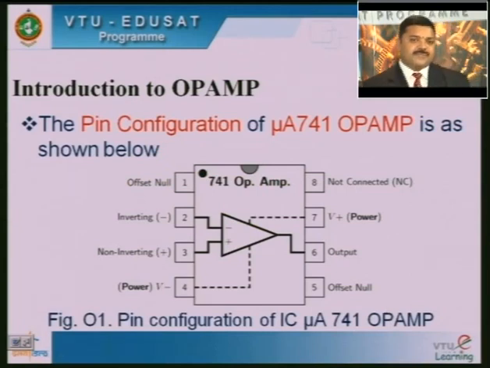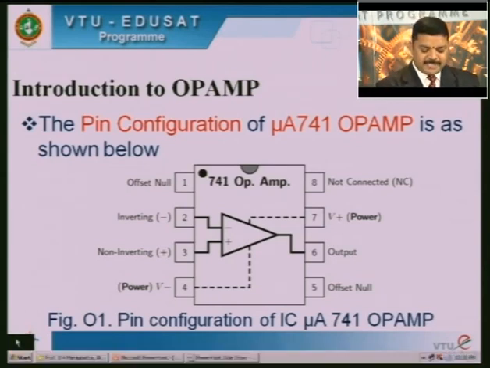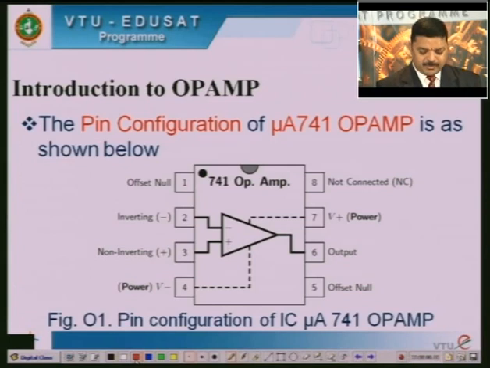Now, coming to pin configuration. Whenever we come across an integrated circuit, we must know what the pin configuration of the IC is. The pin configuration of the MU-A741 op amp IC looks like this. Let me use the board and write the pin details.